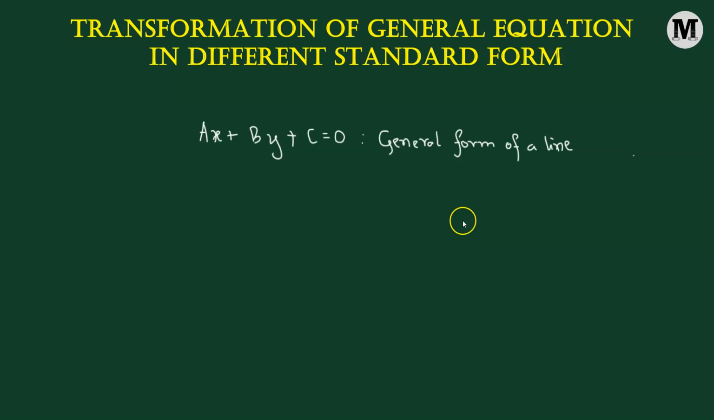Let us begin by considering the general form of a line. Now the general form of a line is given by a times x plus b times y plus c equals to 0. So this is the general form of the line. Now we have also studied about the different forms of a line.